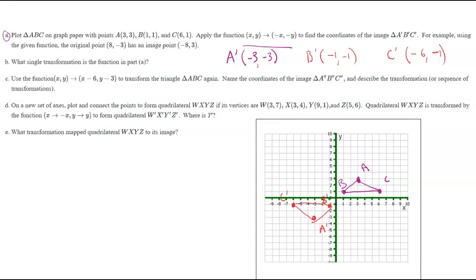What do you notice? What single transformation do you think we can use to get from our triangle ABC to A prime, B prime, and C prime? Do you think it's translations? Do you think it's reflections? Or do we think it's a rotation? Take a moment, think about that.